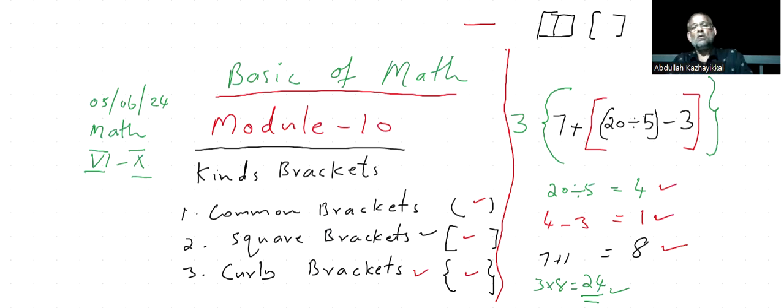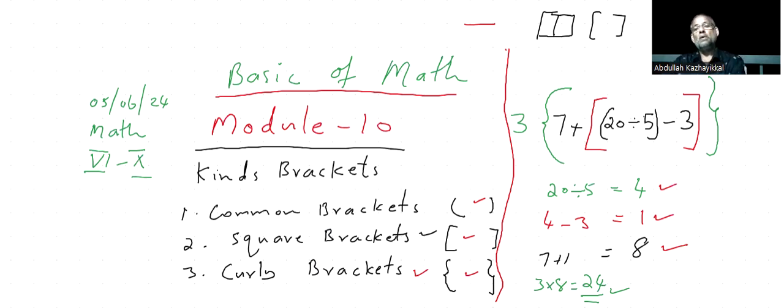So I think there is no confusion about brackets. How many brackets are there? Okay, fine. Three brackets are there: common brackets, square brackets and curly brackets. So this is the example. You have to copy this one.